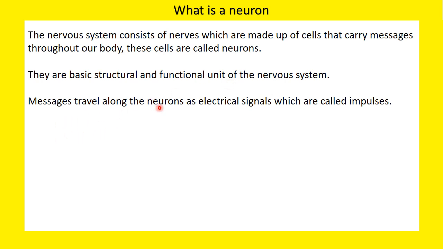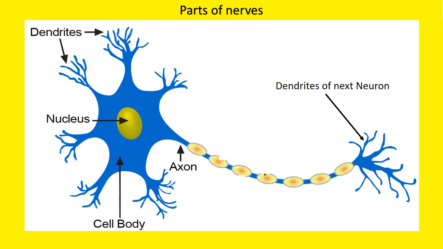Messages travel along the neurons as electrical signals, which are called impulses. As you know, in this sentence I have used the word impulses. Impulses are electrical signals. So let's move on to our next slide.